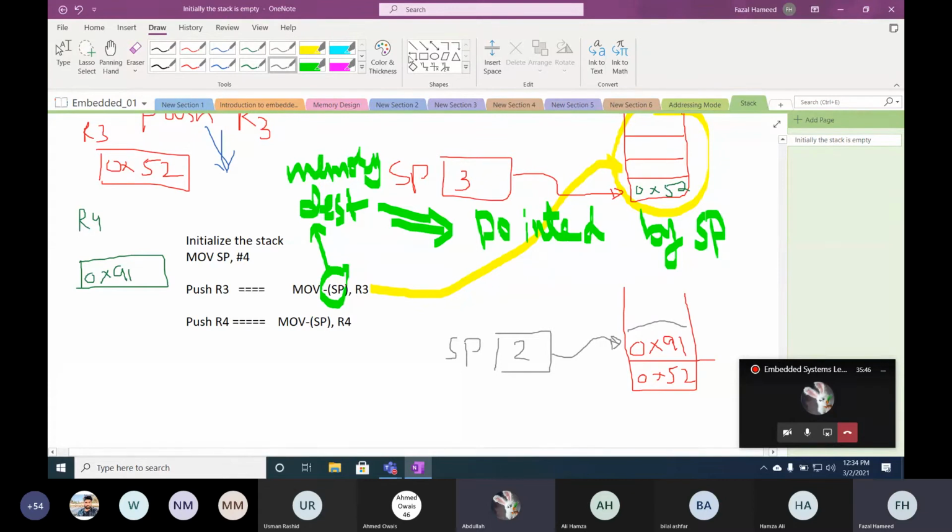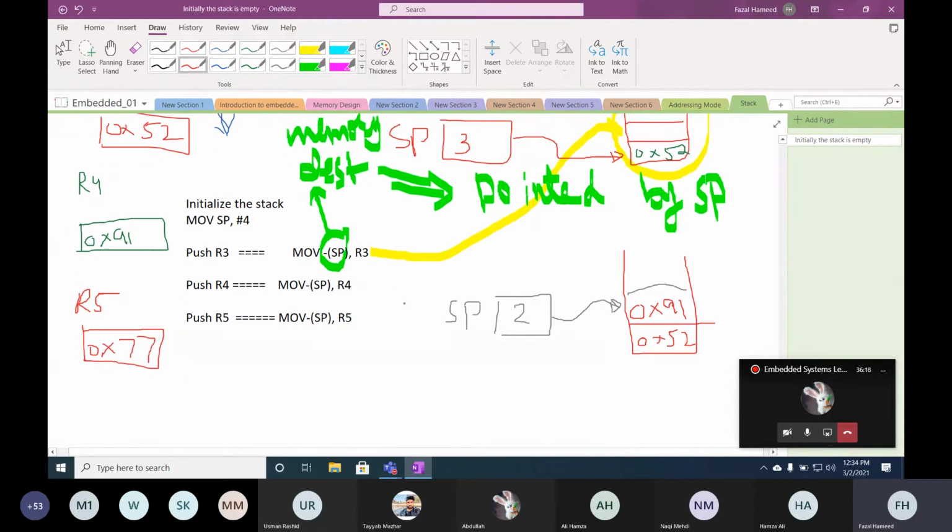Okay. Now let's assume a scenario that we are adding another element. So let's assume push R5. This is equivalent to move minus SP, R5. Let's assume that the value of R5 is 0x77. So what will happen now after this?